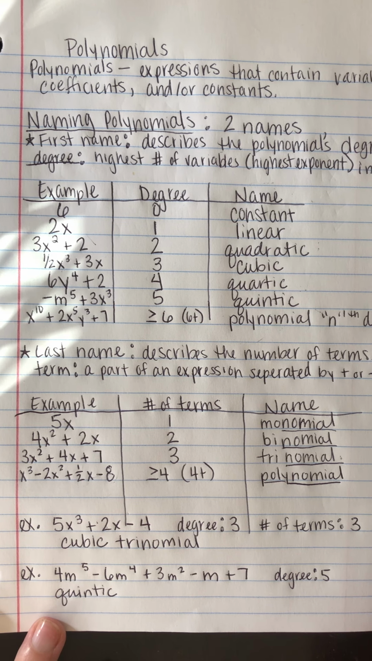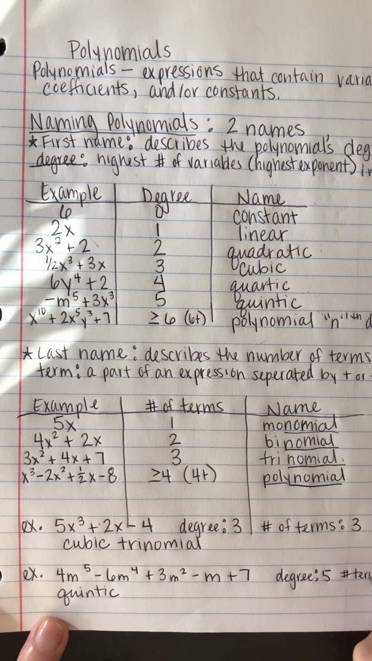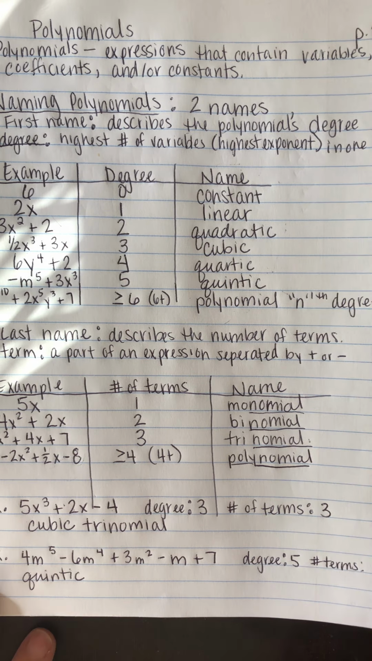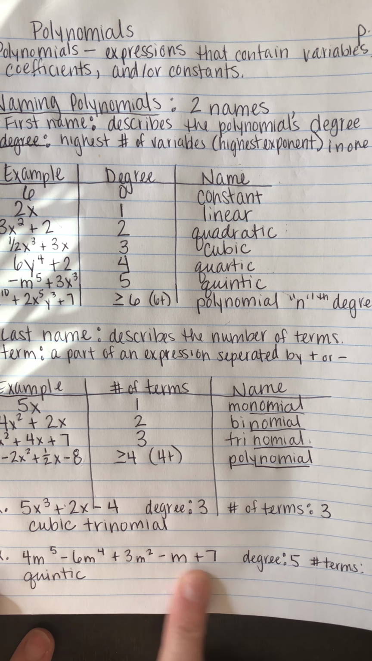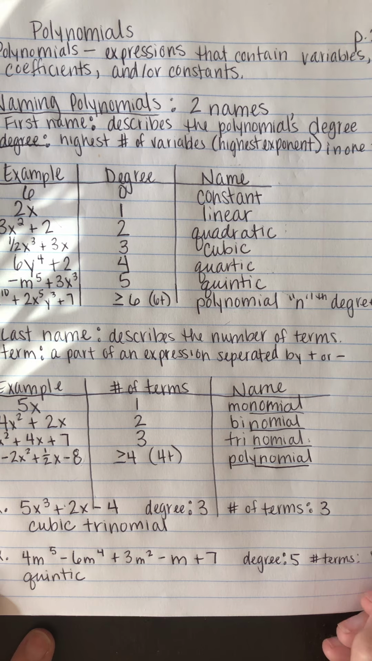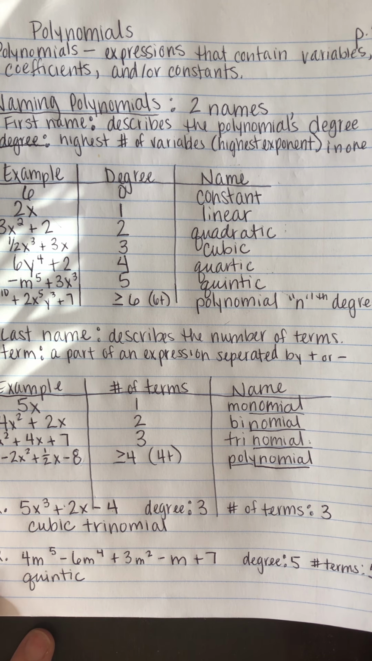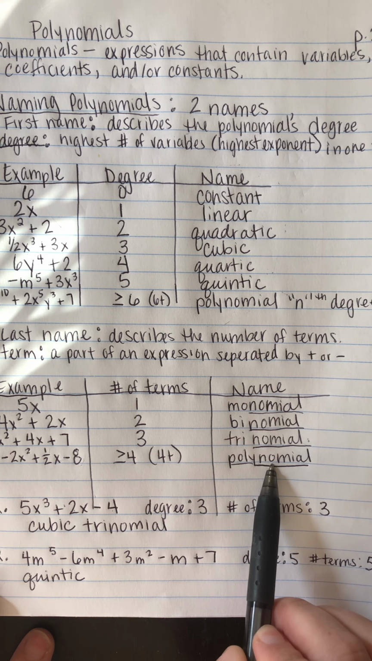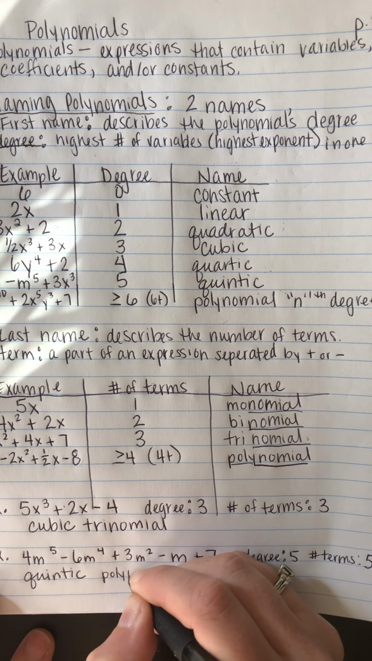And then our second thing we need to look for is the number of terms. And our number of terms here, if we count them out, we have 1, 2, 3, 4, 5. So we also have 5 terms here. And remember, anytime you have more than 4 terms, you have a polynomial. So this one is called a quintic polynomial.